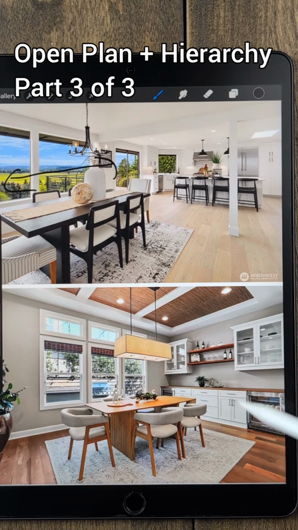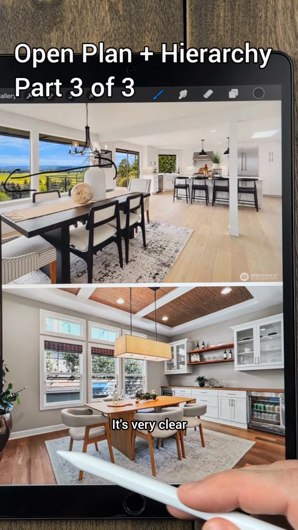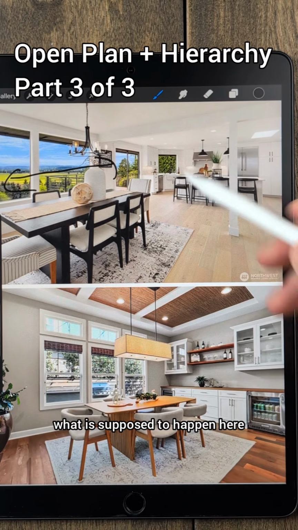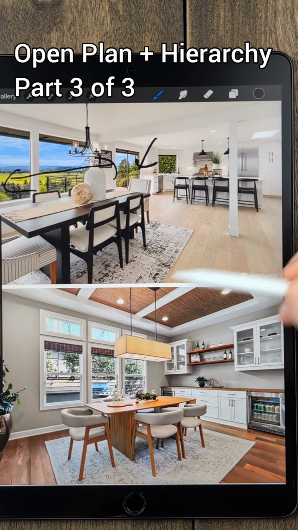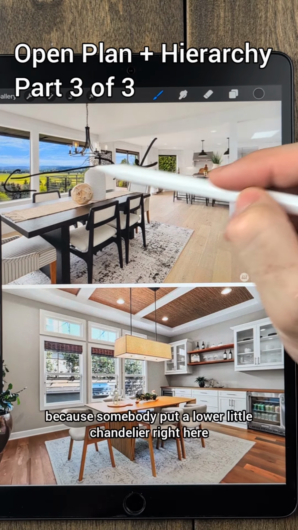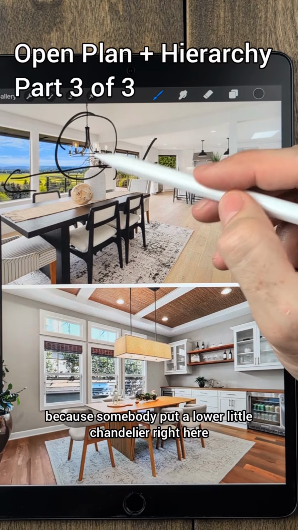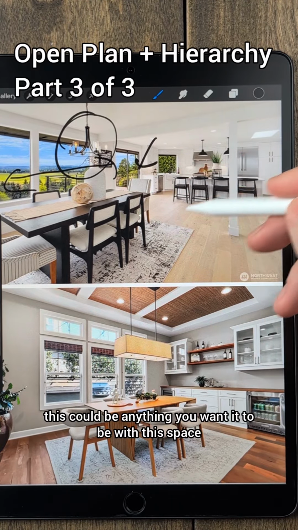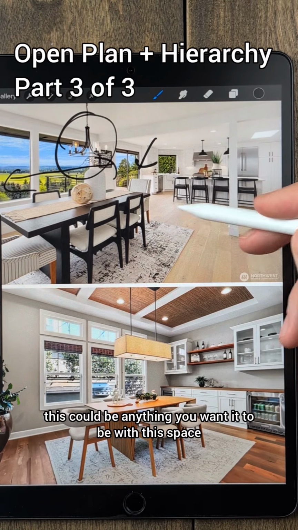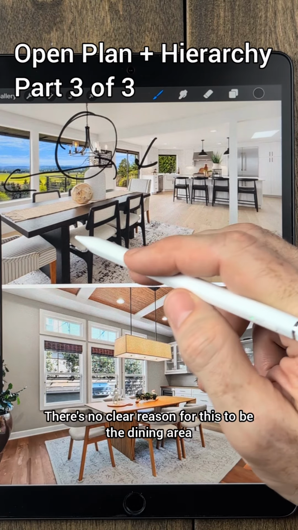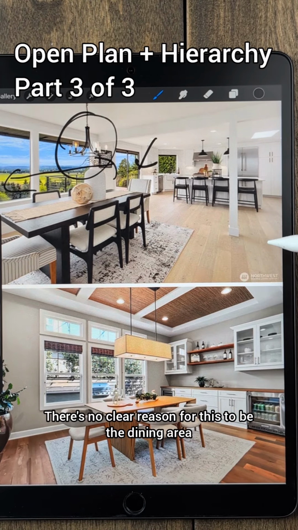Here, this dining area is a dining area. It's very clear what is supposed to happen here. This isn't. The only thing that indicates that this is a dining area is because somebody put a little lower chandelier right here. You take that away, this could be anything you want it to be with this space. There's no clear reason for this to be the dining area.